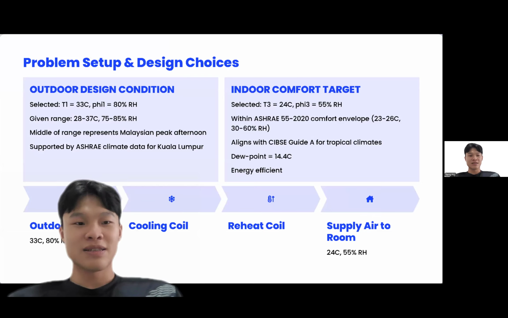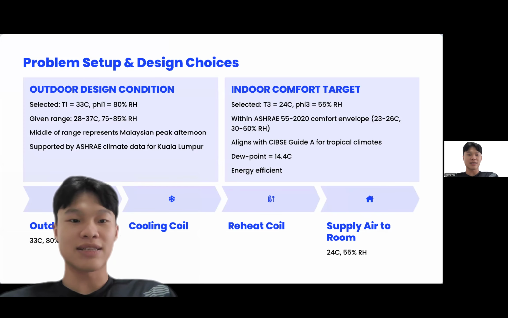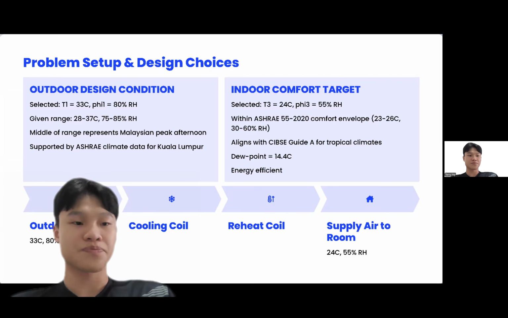Okay. Problem setup and design choices. For the outdoor design conditions, I selected T equals 33 degrees Celsius at 80% relative humidity. This sits in the middle of the given range of 28 to 37 degrees and 75 to 85% RH, and it represents the typical Malaysia peak afternoon condition, consistent with MetMalaysia records and ASHRAE climate data for Kuala Lumpur.